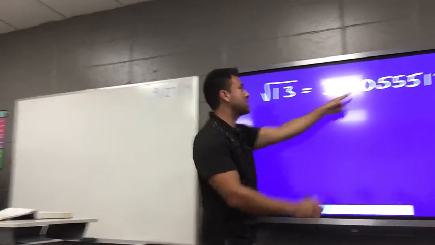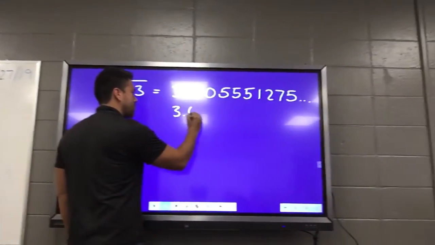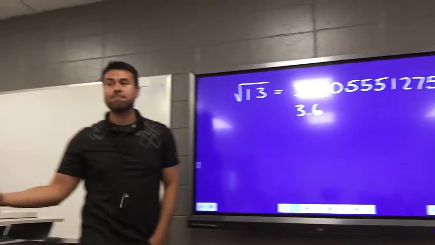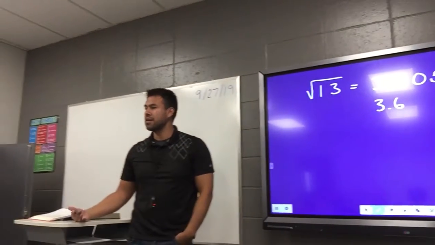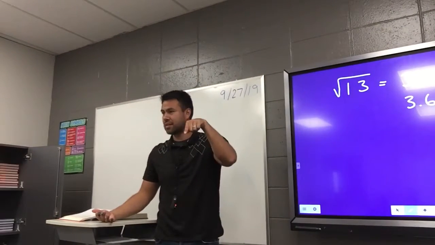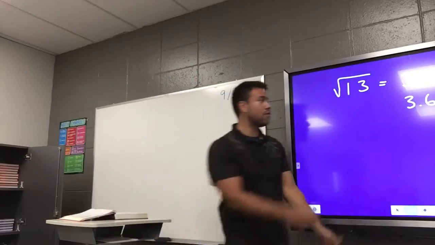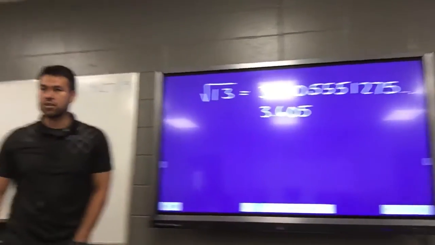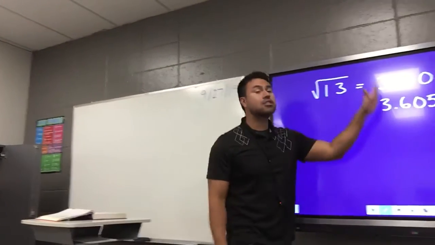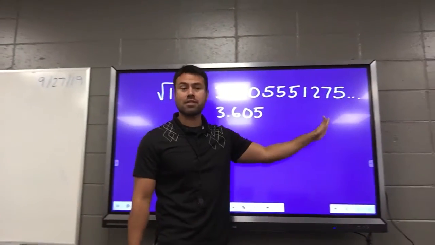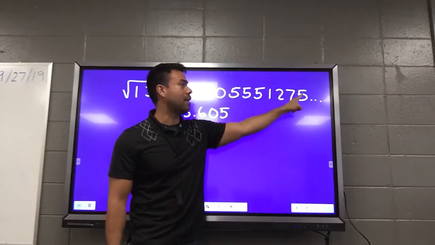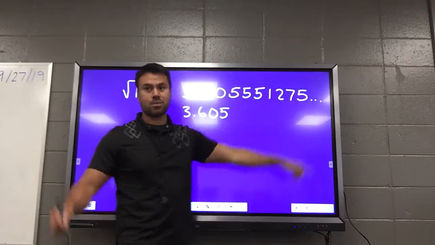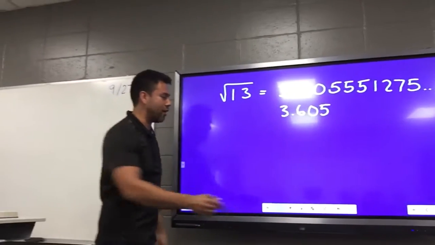Like, let's say it stopped at 3.6, could you write that as a fraction of integers? Yeah, it'd be a mixed number, 3 and 6/10, which can be converted. Okay. What if it was 3.605? Could you write that as a fraction of integers? Yes. Any terminating decimal number could be written as a fraction of integers, but this is a non-terminating decimal. It doesn't ever end, so you can never write it as a fraction of integers.